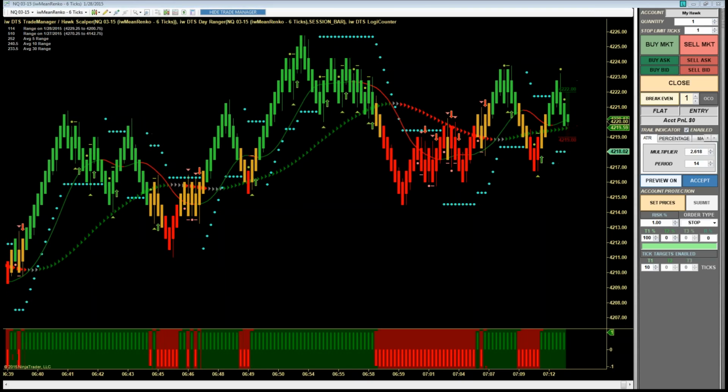The Day Ranger is this tool that you see up here in the top left corner. This is an add-on, by the way. The Day Ranger you can put on any chart, regardless of whether it is DTS or whether it's a 5-minute chart, whatever the case may be.